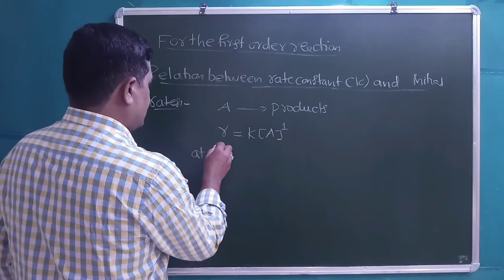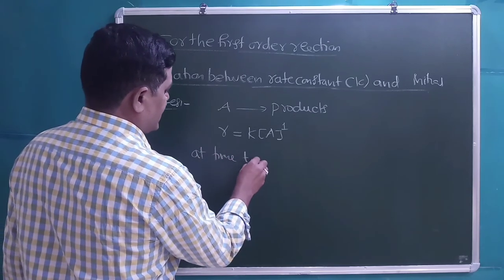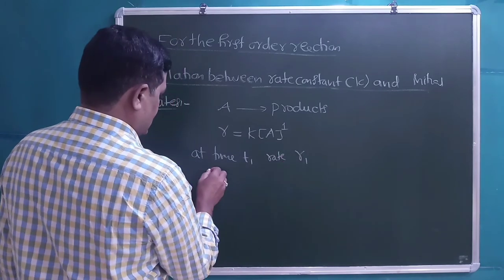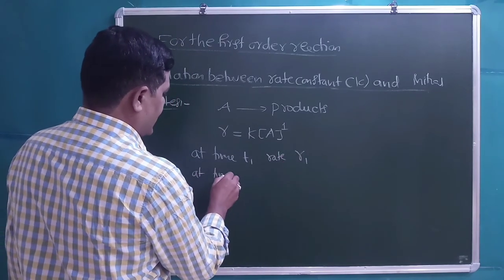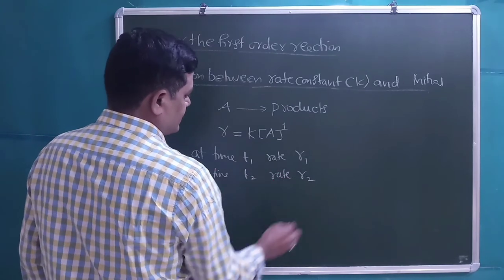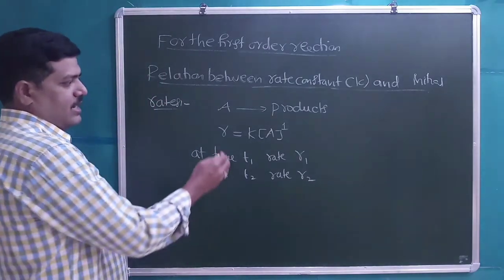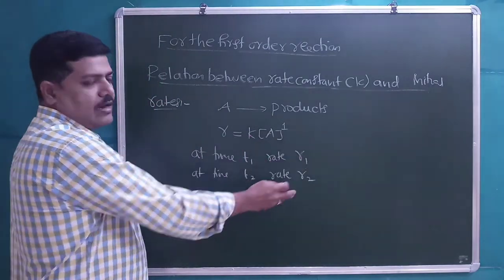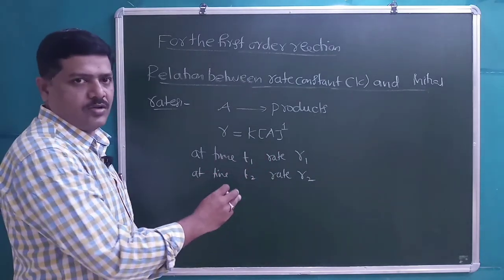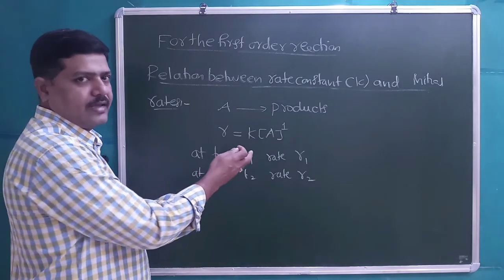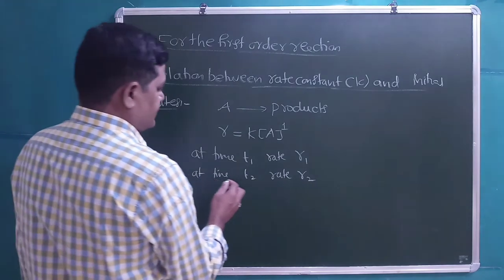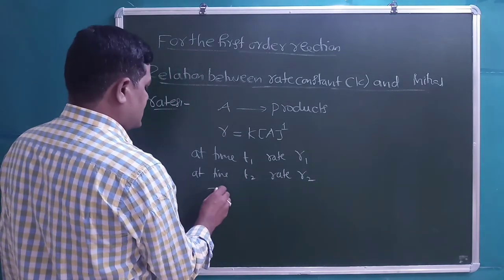Then if they have given at time t1, rate is given as R1. At time t2, rate is given as R2, and they are asking to find out the rate constant value in terms of R1 and R2. Let us do the derivation for this, and we will also do one numerical which was asked in earlier exams. So students, let us assume that the initial concentration is A0.